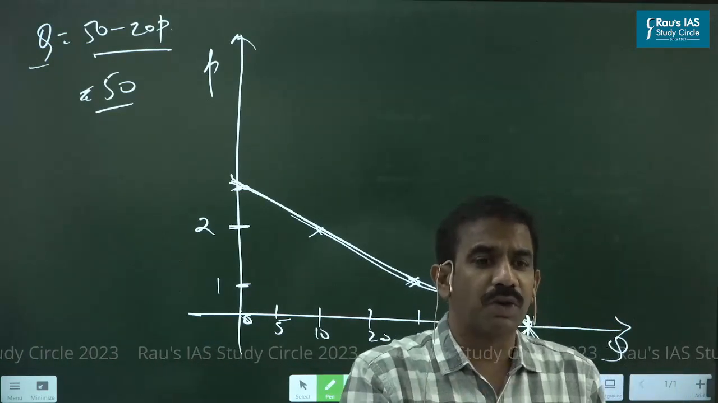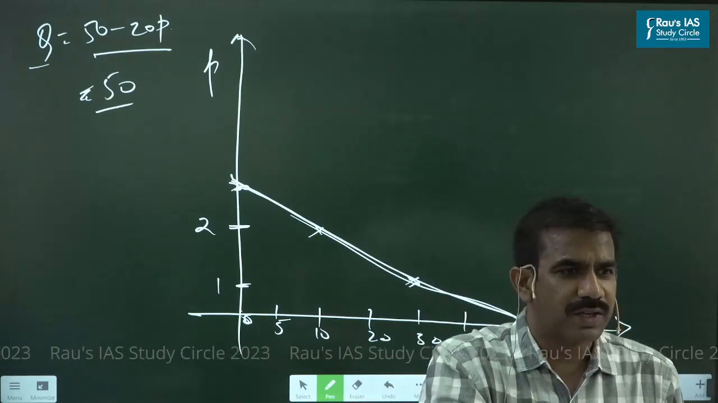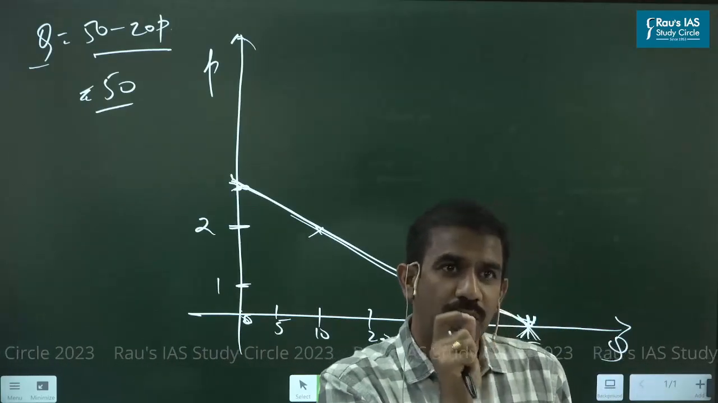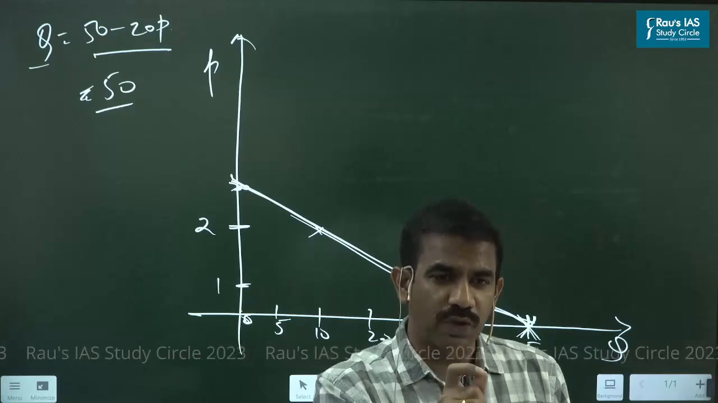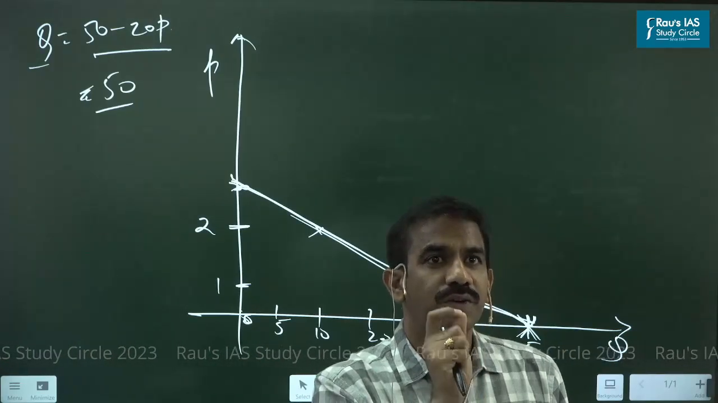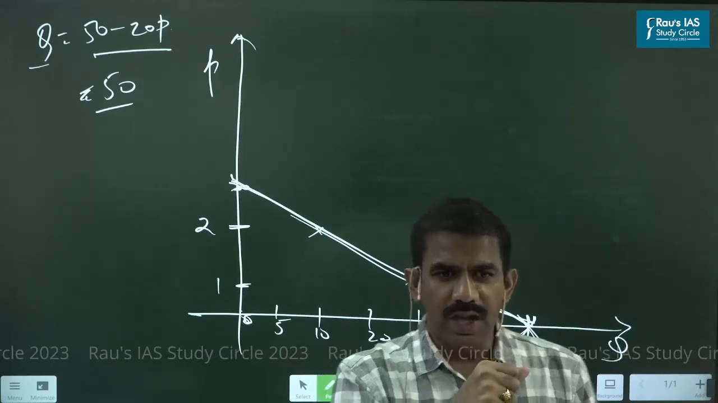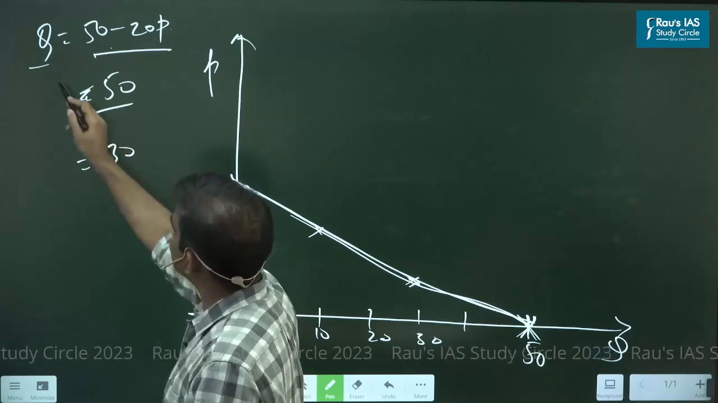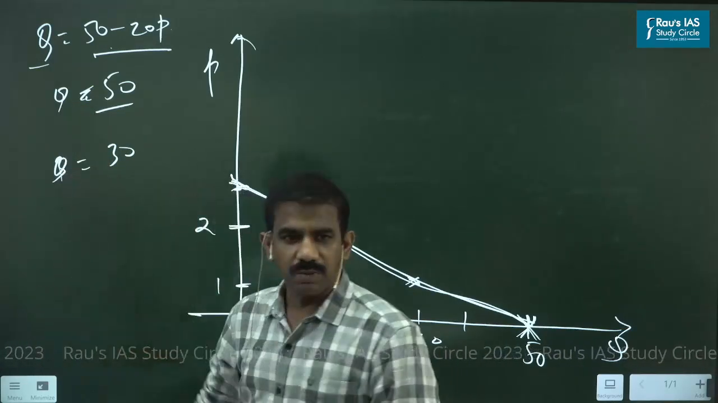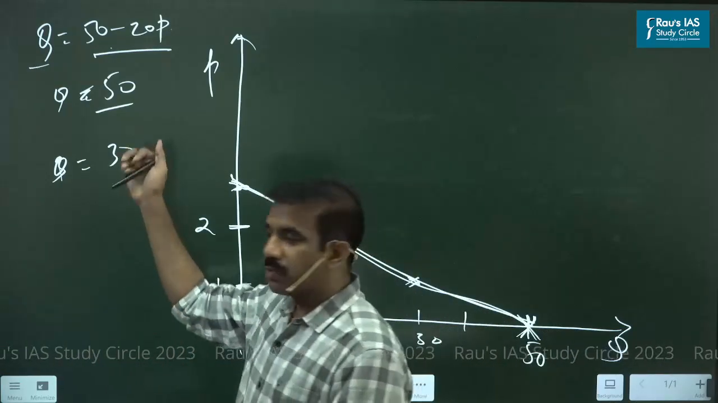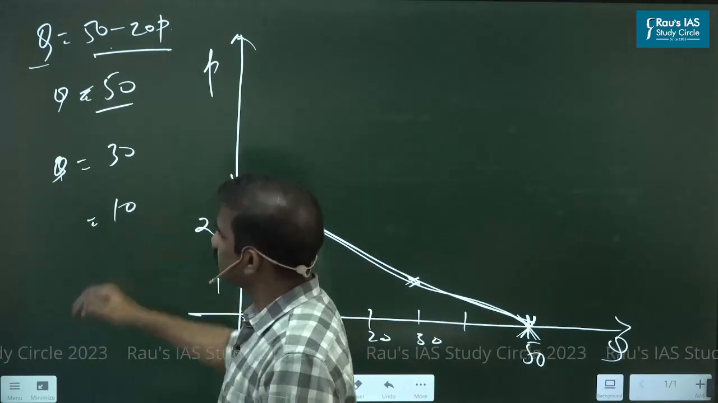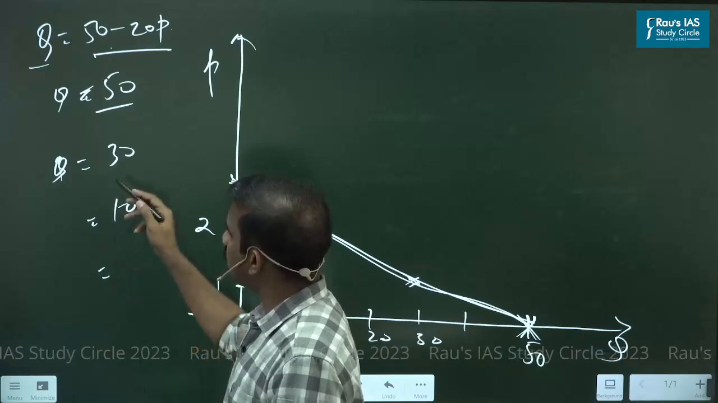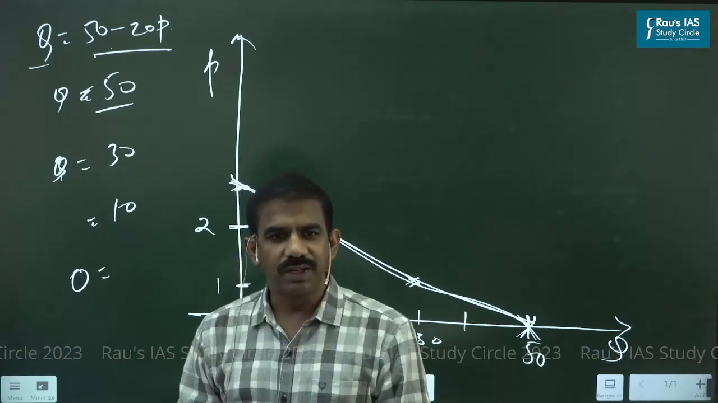That means even though pizza is free, you don't want to consume more than 50. The reason is that consuming beyond 50 maybe results in negative satisfaction, maybe indigestion. That's why the maximum number of pizzas you'd like to consume when the pizza is offered free of cost is a max of 50. And if the same pizza now costs you 1 rupee, then 50 minus 20p gives 30, so the number of pizzas you would like to consume comes down because it's costing you more. If the price goes to 2 rupees, the number of pizzas is 10. If it is 2.5, 20 multiplied by 2.5 is 50, so it's going to be 0, right?